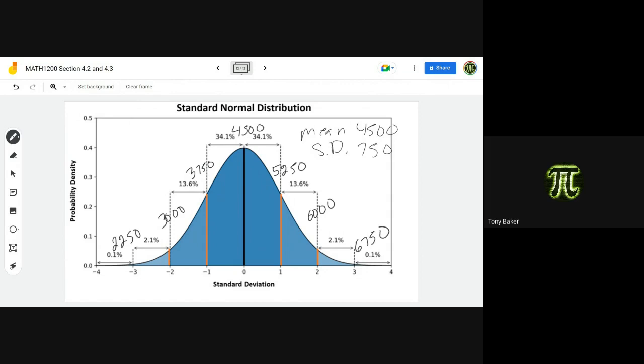And then if we wanted to look at 99.7 of them, which is basically all of them, it'd be between the 2250 and the 6750. So if his data is normally distributed, the lowest day that he'd probably expect over the course of the year would be around $2,250. The highest day that he would expect over the course of the year would be probably around $6,750.